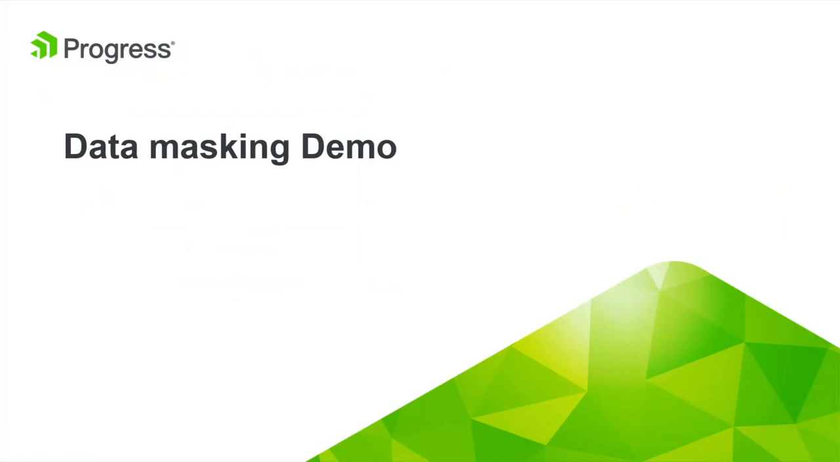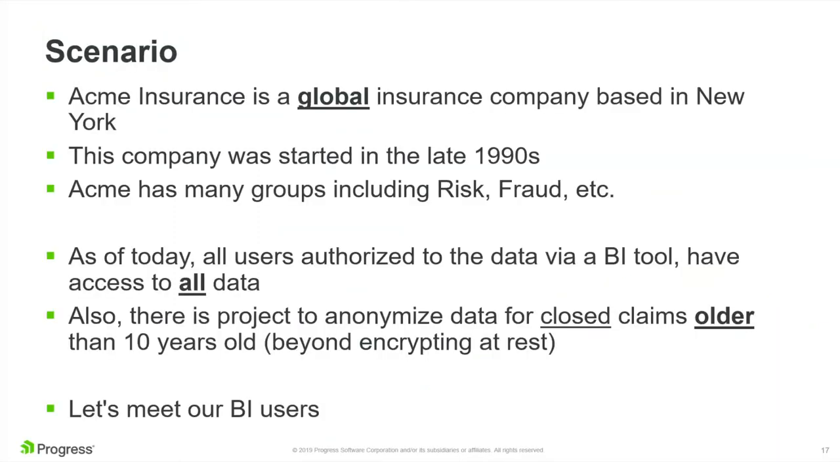This is sort of a smaller piece of a larger demo that I'm working on, which includes many different aspects in terms of security, but I focus it just on that access control list. And the scenario is this. We have Acme Insurance, who's a global insurance company based in New York. The company started in the late 1990s. That point is not so much as important as just to say that there's going to be data that's relatively old. And internal to this Acme company is groups like risk and fraud and other groups that you would expect inside of an insurance company.